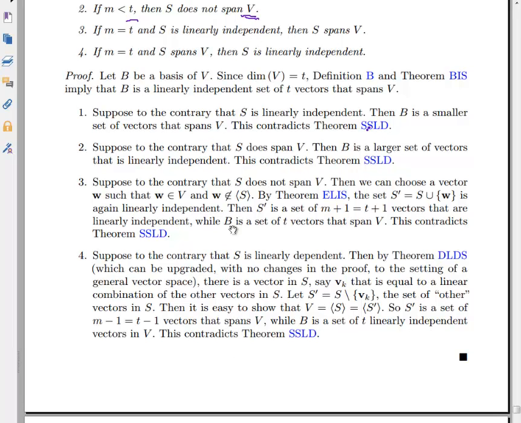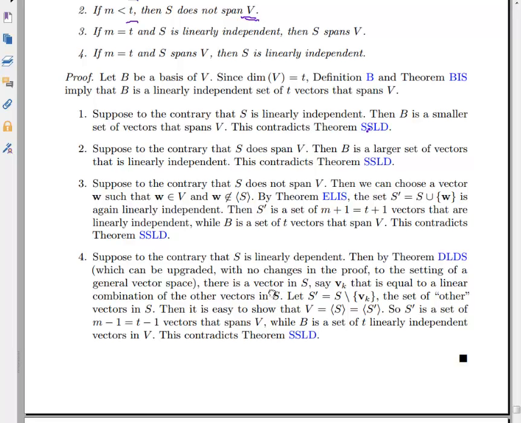Okay. All right, now this last one is similar. Suppose I have T vectors that span V, and they're linearly dependent. Then you can go back to this proof, but basically you could solve for one of those vectors and remove that vector from the set, and it would still have the same span. Then we'd have a set of less than T vectors that had the same span as the T vectors, so we'd have two bases with different numbers of vectors, which is a contradiction.